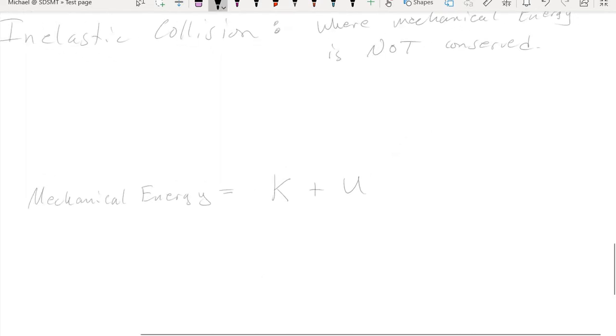Now we can have kinetic energy in the form of 1/2 mv squared. We can have potential energy in the form of gravity potential. We can have potential energy in the form of spring potential. And so all of that combined is the useful kind of energy that we call mechanical energy. And during a collision, it is possible to transfer kinetic energy from one mass to another.